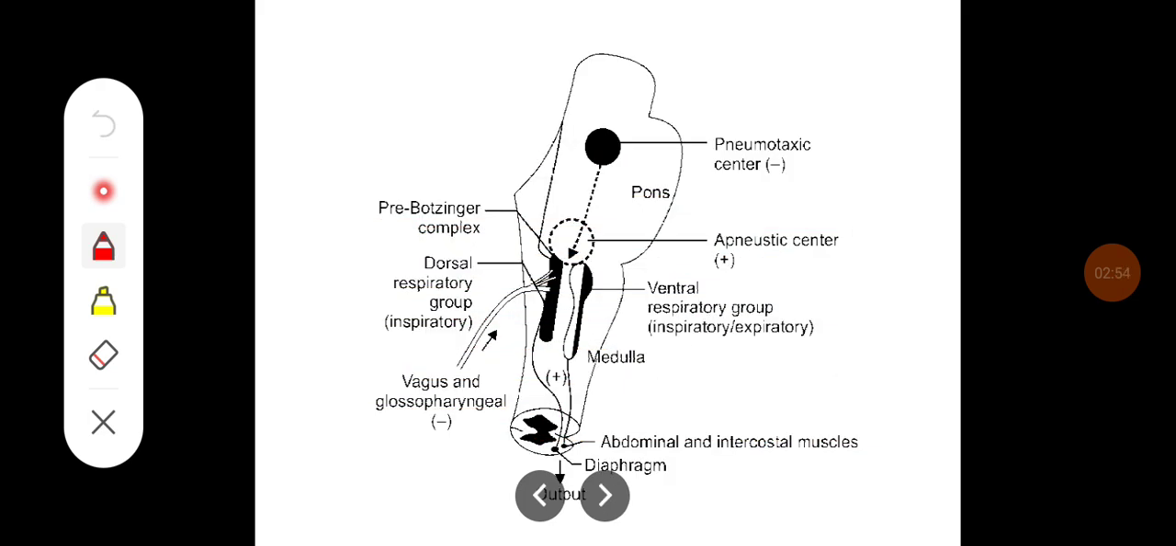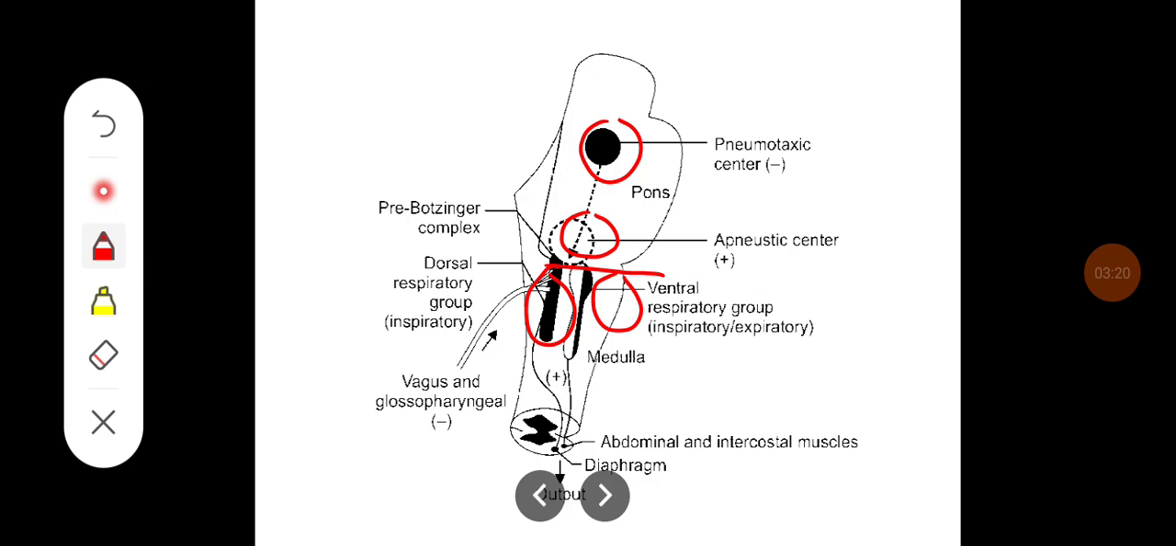This diagram shows all the pontine and medullary respiratory centers. So these are the medullary respiratory centers: the dorsal respiratory group of neurons and the ventral respiratory group of neurons. And in the pons, we have two groups, the pneumotaxic center and the apneustic center.